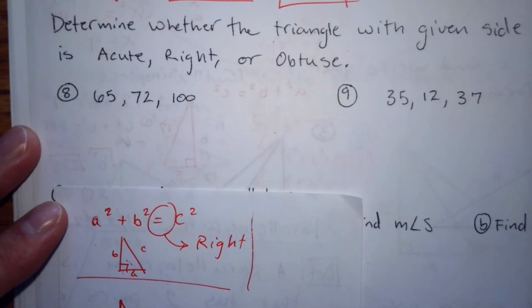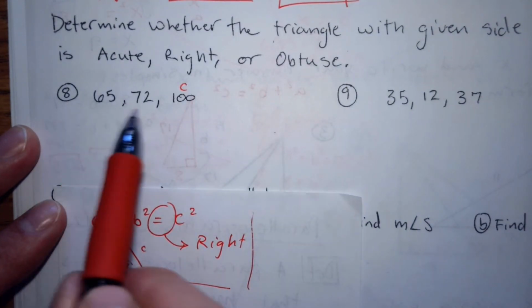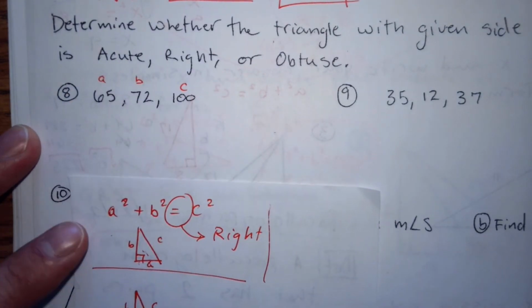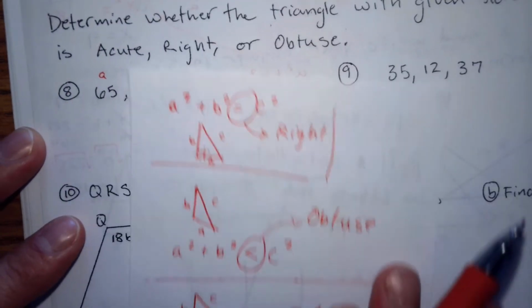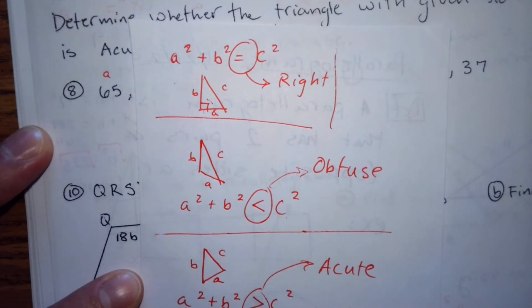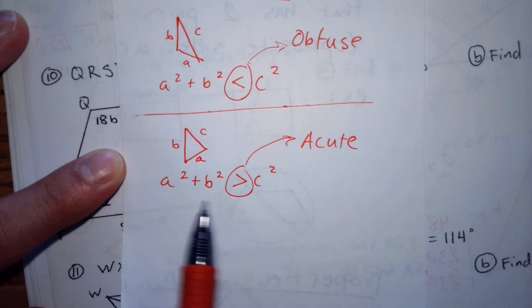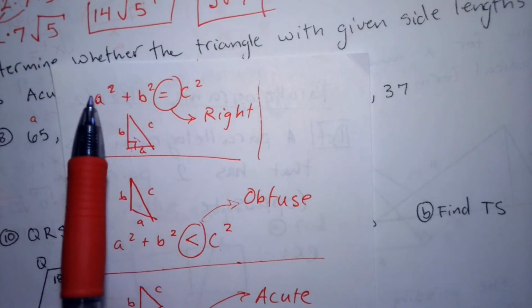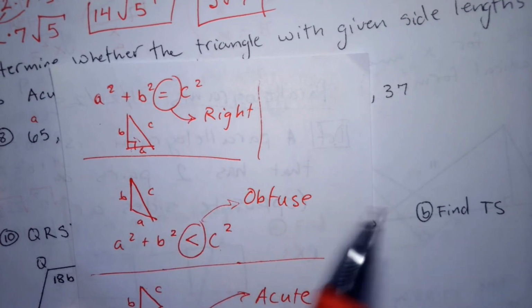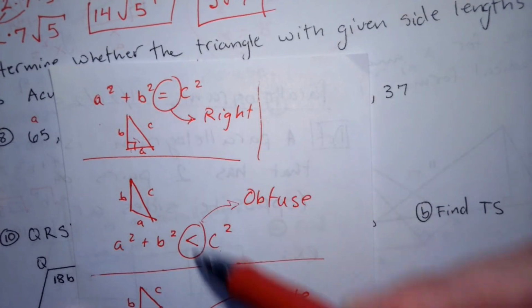All I have to remember is that C is always the longest side. So C is 100, and the others are A and B. And we're not just comparing A, B, and C. We're comparing A squared plus B squared to C squared. And I'm looking for one of these 3 situations.